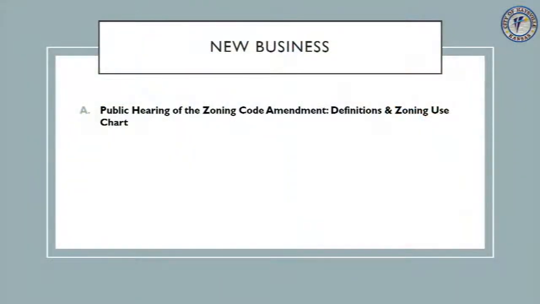Under new business, we have a public hearing on the zoning code amendment, definitions and zoning use chart. To protect the rights of all parties involved and to create an opportunity for everyone to speak their opinions and present information, the Haysville Planning Commission follows a specific procedure in reaching a decision. A copy is available by the door. Your attention to this procedure is appreciated. We now formally open the public hearing to consider the proposed text amendments to the zoning regulations for the city of Haysville. Staff, please present.